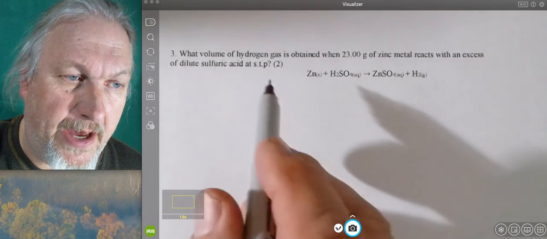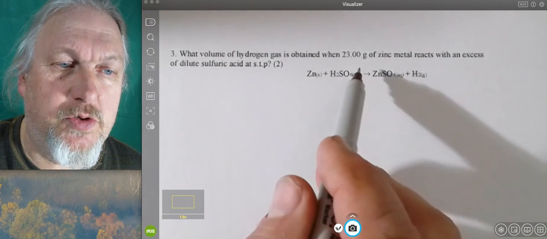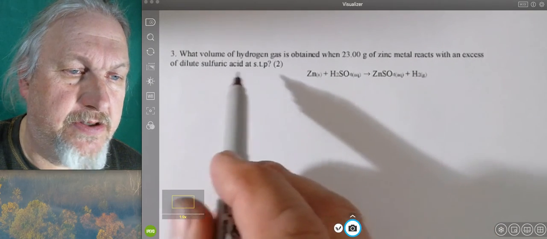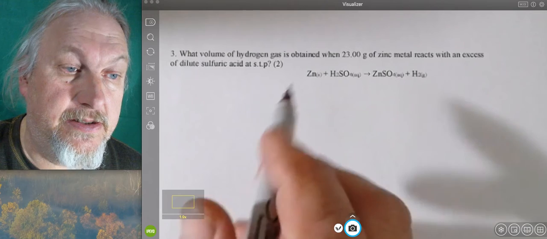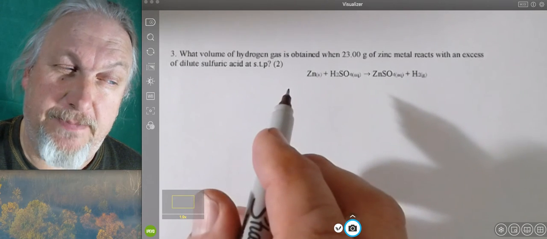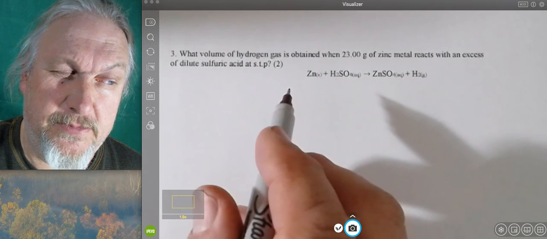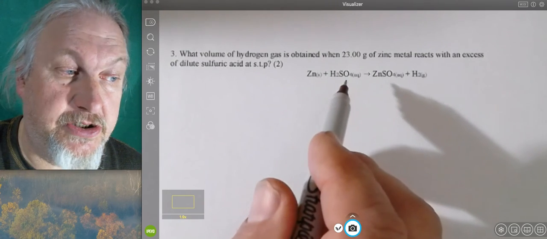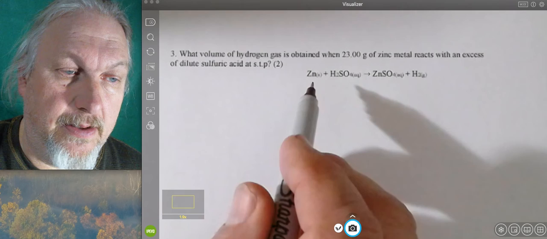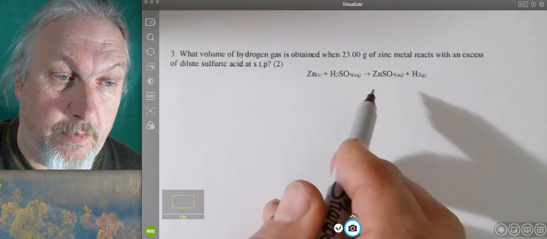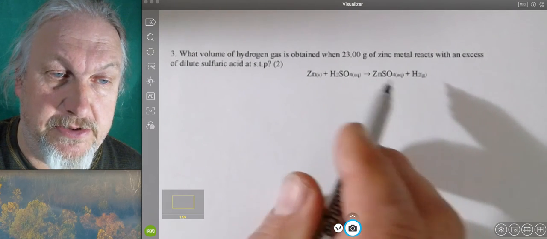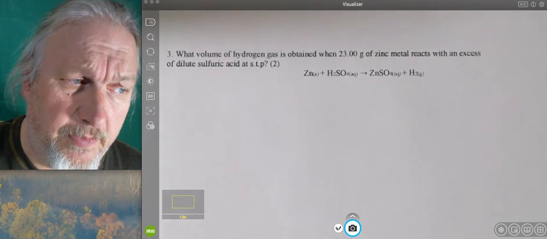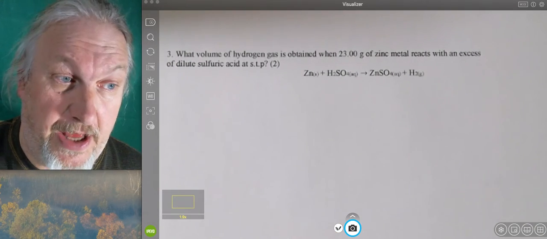What volume of hydrogen gas is obtained when 23 grams of zinc metal reacts with an excess of dilute sulfuric acid at STP, standard temperature and pressure, which is 1 atmosphere, 0 degrees C, or 273 K. Let's make sure we have a balanced reaction, just like we do in stoichiometry. And it seems like we do. We have one zinc, two hydrogens, one sulfate. So now we're good. Let's go ahead and use dimensional analysis for this.